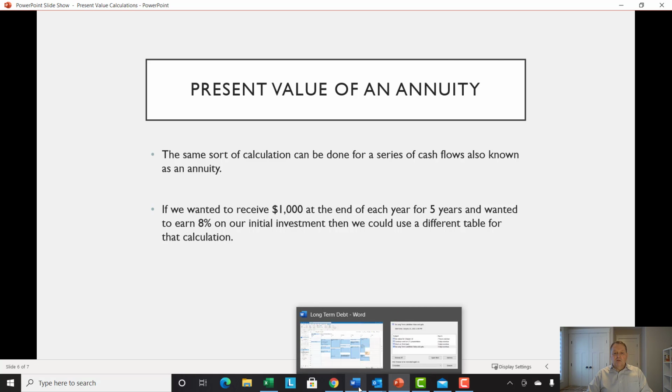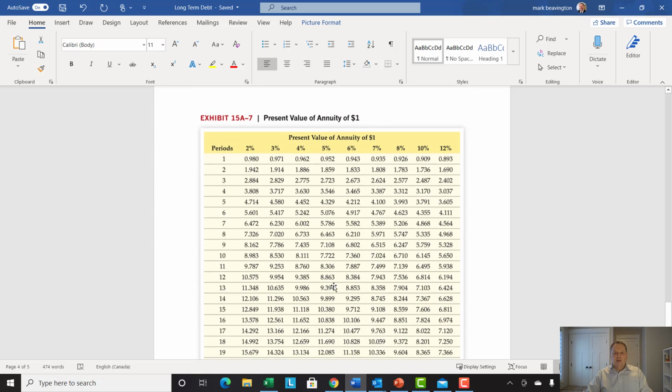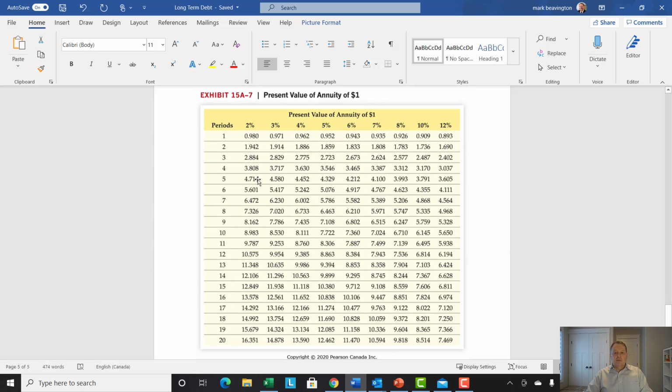If we go to the next schedule, which is this one right here, we had 5 years and we wanted to earn 8%. So that's this one right here, 3.993. What that means is that we would take $1,000, being the annuity amount that we would like to get every year at the end of the year for 5 years at 8%. So we would lend $3,993 today, and every year for the next 5 years, we would expect to get $1,000 from whoever we had loaned that to.